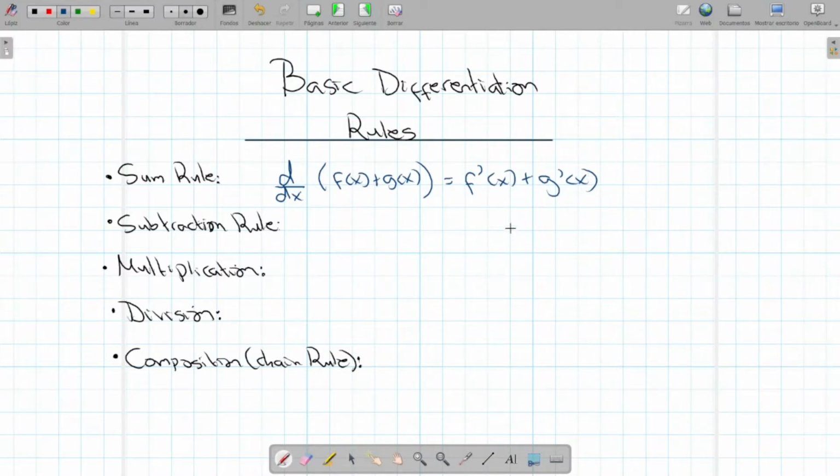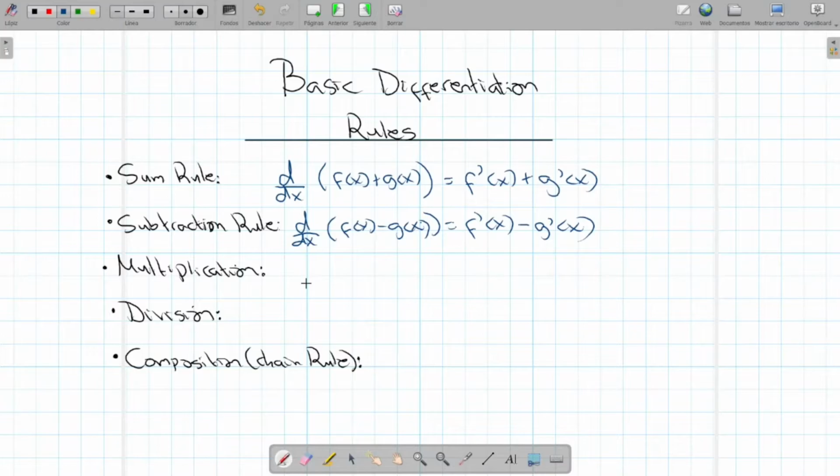Fortunately, you can imagine that the subtraction follows a similar pattern, and if we have the subtraction of two functions, then we can do the subtraction of each derivative. Okay, multiplication.